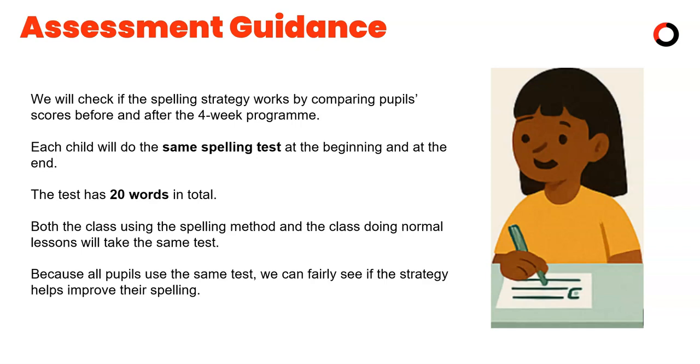Assessment guidance. We will check if the spelling strategy works by comparing the pupil scores before and after the 4-week program. Each child will do the same spelling test at the beginning and at the end. This test has 20 words in total, and both the class using the spelling method and the class doing the normal lessons will take this same test. Because all pupils use this one, we can fairly see if the strategy helps improve their spelling.